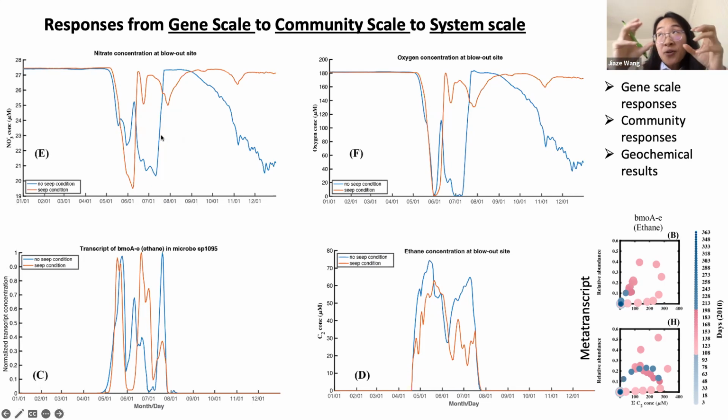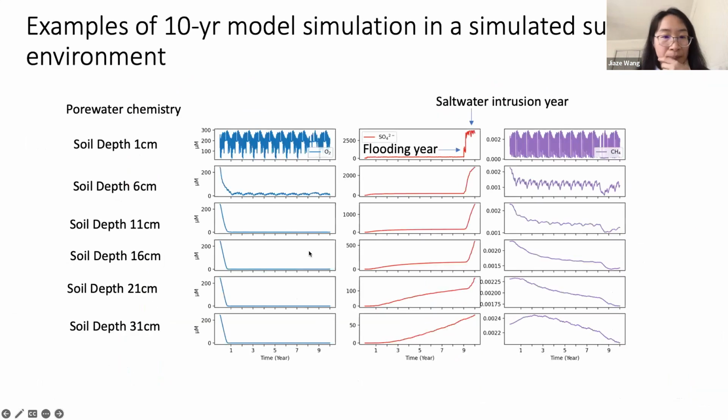So microbial communities cultured in different conditions respond differently to the pulse disturbance by Deepwater Horizon. This is trying to say the response from gene scale to community scale to system scale is actually very dynamic. They are very different, even when you have similar metabolism but different preconditions. Yeah, and that's the ocean system.